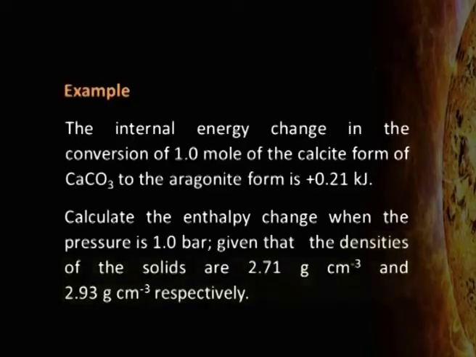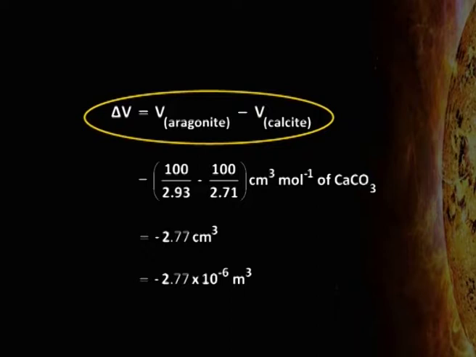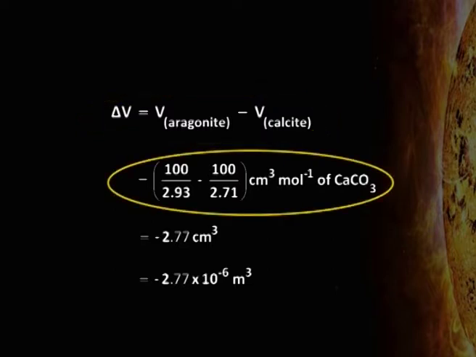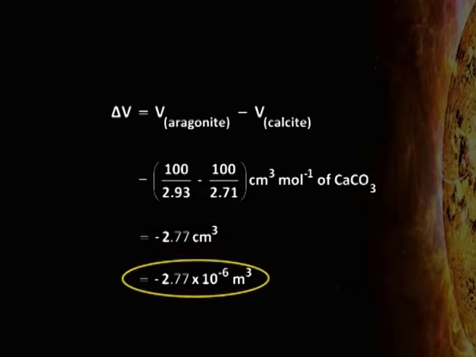As 1 mole of calcium carbonate has been taken, hence mass of calcium carbonate is 100 grams. Densities of both the forms are given, hence we can calculate volumes of both the forms. Delta V will be equal to V of aragonite minus V of calcite, which is equal to 100 upon 2.93 minus 100 upon 2.71 centimeter cube per mole of calcium carbonate. This is equal to minus 2.77 centimeter cube or minus 2.77 into 10 to the power minus 6 meter cube.